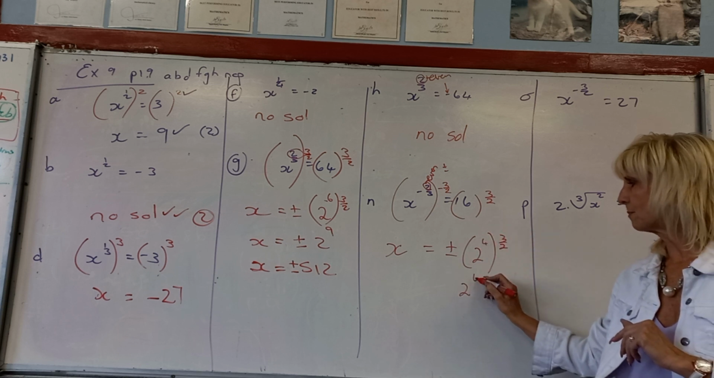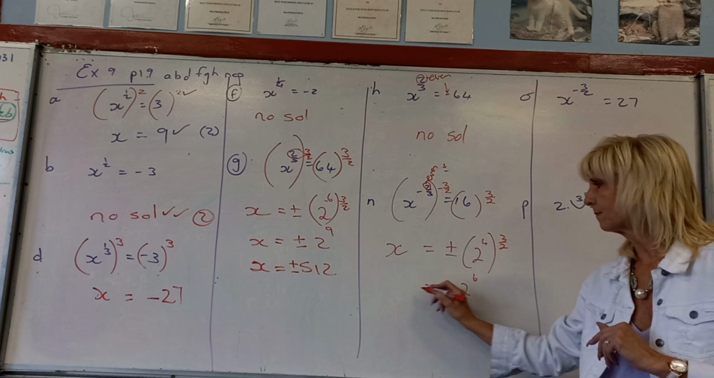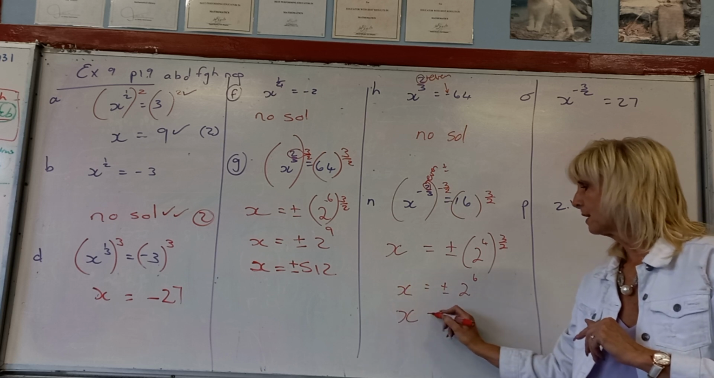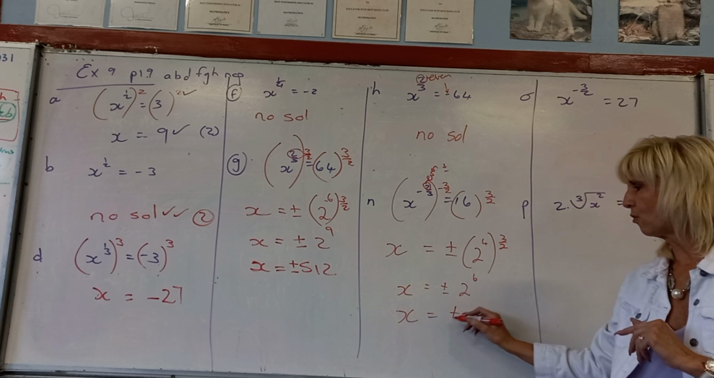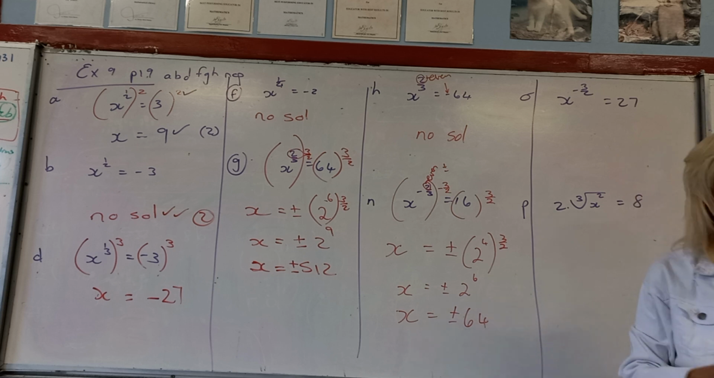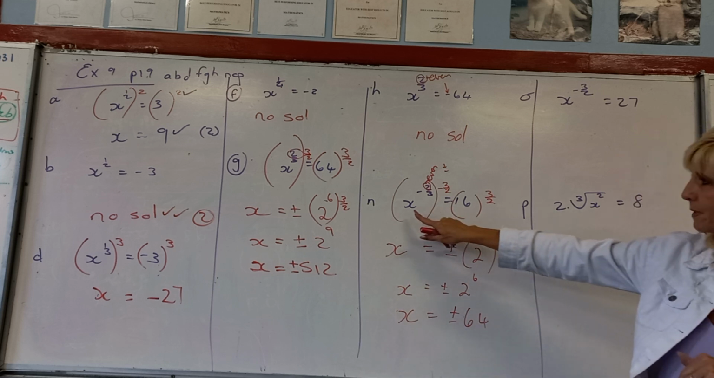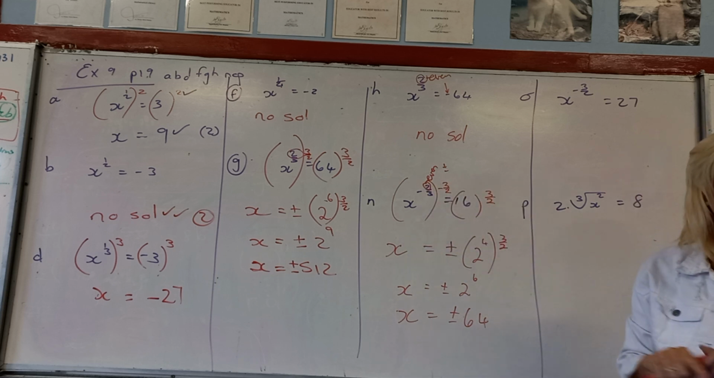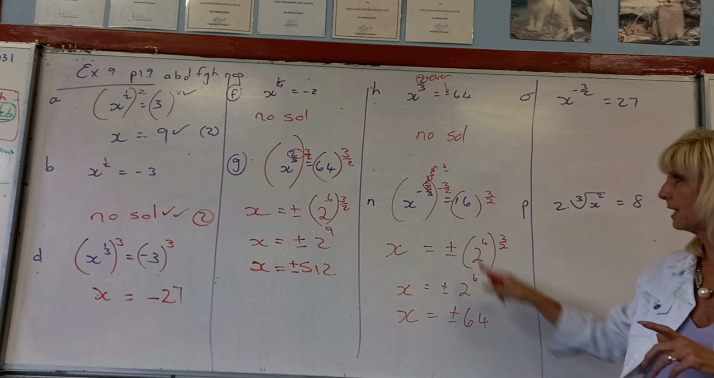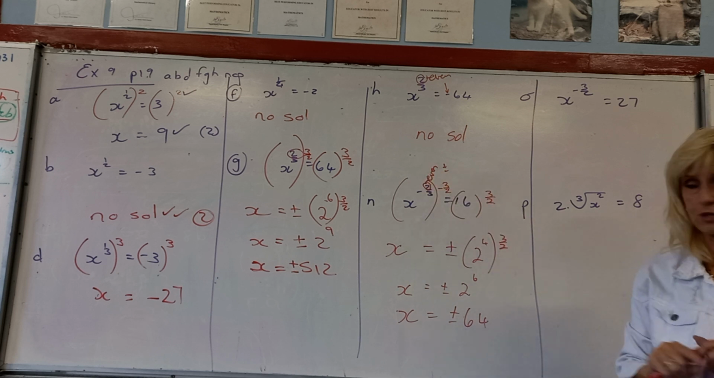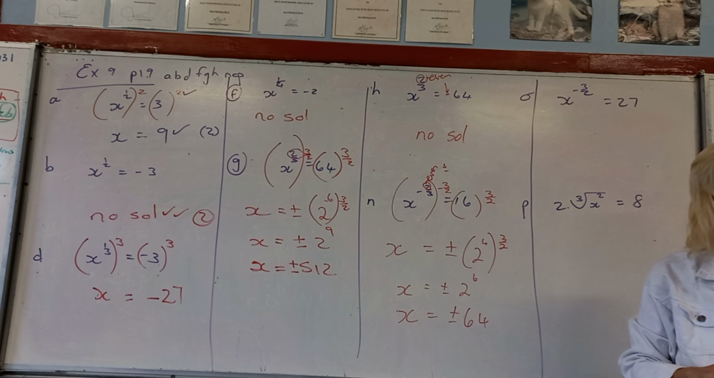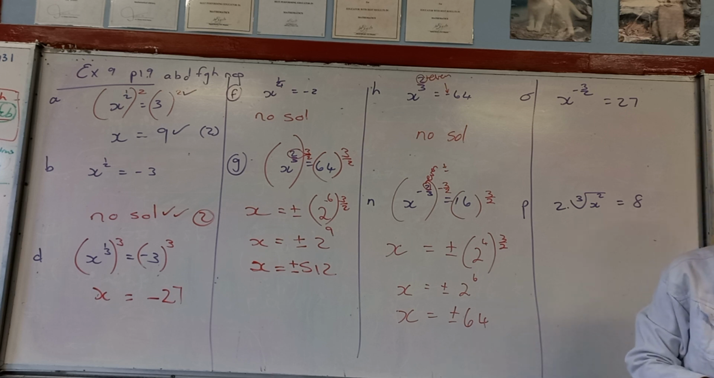It's going to be 2 to the power 6, which is 64. So it's either plus 64 or negative 64. Test it. Is plus 64 to that power equal to 16? Is negative 64 to that power equal to negative 16, or positive 16? And both of them are true.